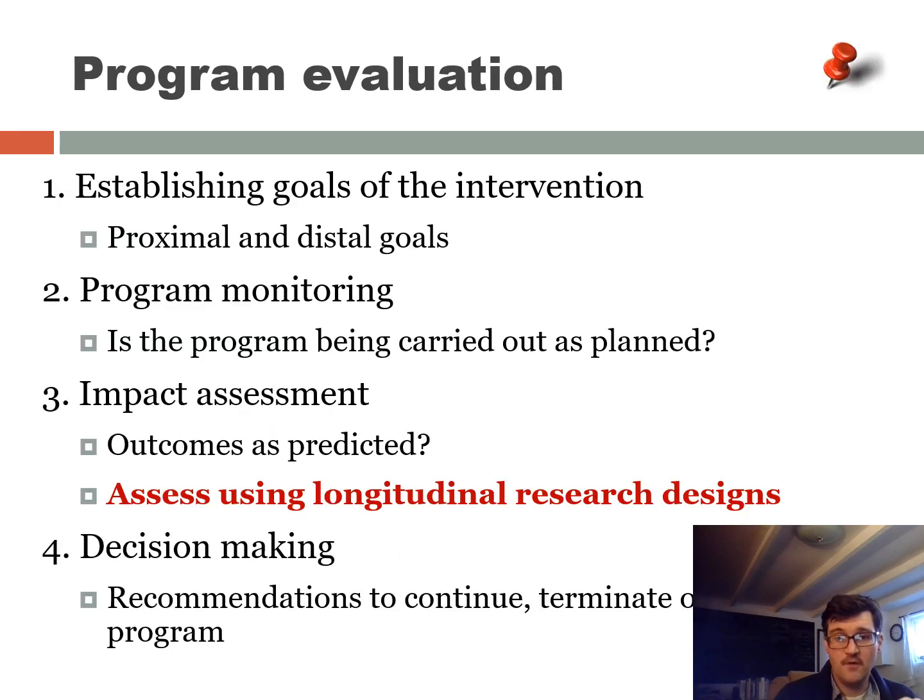So how do we go about this? We want to establish the goals of the intervention, both proximal and distal goals. In something like a safety training, our proximal goal might be to teach people specific safety rules and procedures. So that's a proximal goal. We want to make sure that they know those things. You could assess that with a written or a performance test at the end of the training program. The distal goal would be actually to reduce accidents. We want to see that the accident rate goes down after the program rather than staying the same or getting worse.